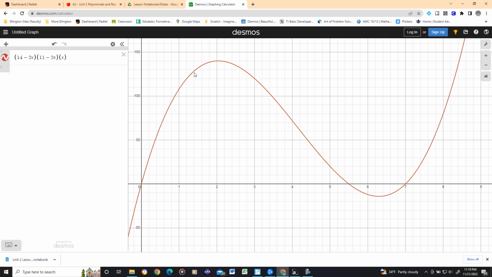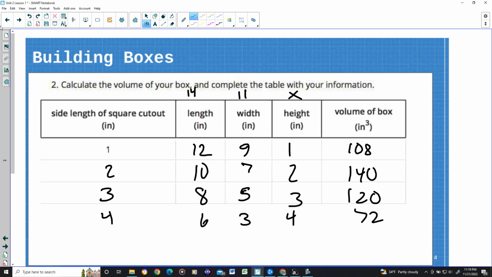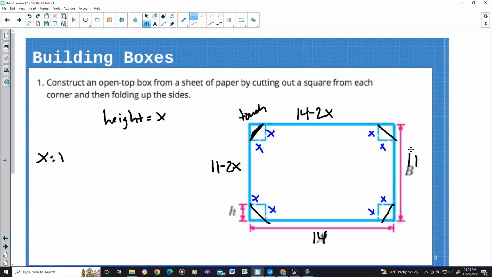Now, let's look down here. What's also important are these other x-intercepts, right? 5.5. Why at 5.5 do you also get a box volume of 0? Well, it's because the width is 11. And when the width is 11, if you cut out 5.5 from either side, you're going to cut out the entire length or width of this box. And so you're not going to be able to make a box from that. You're just going to have a flat piece of paper. So the volume will be 0.